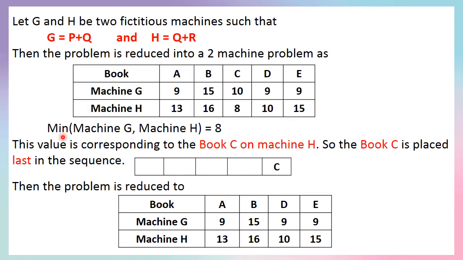Now we follow the steps of the 2-machine problem, that is we take the minimum timing among machine G and machine H, and it is 8 in this table. This value corresponds to book C on machine H, that is the second machine. So we have to place this job last. So we have to remove the column containing C from the table. So the problem is now reduced to books A, B, D, E. C is not there in this, and we have to follow the next step.